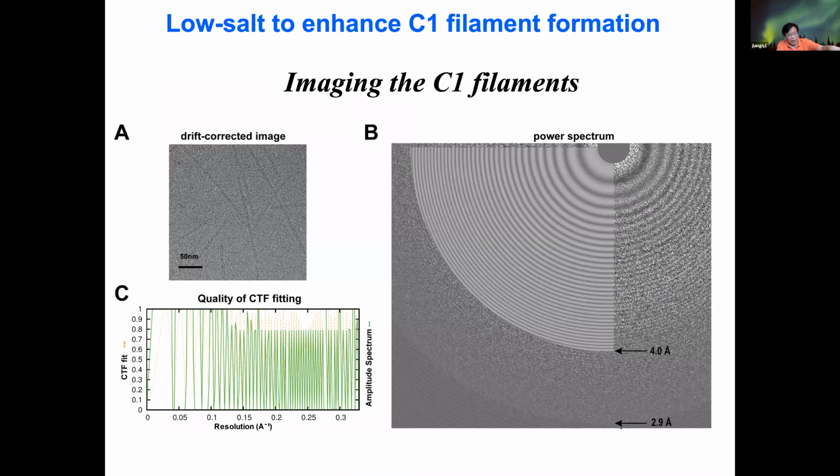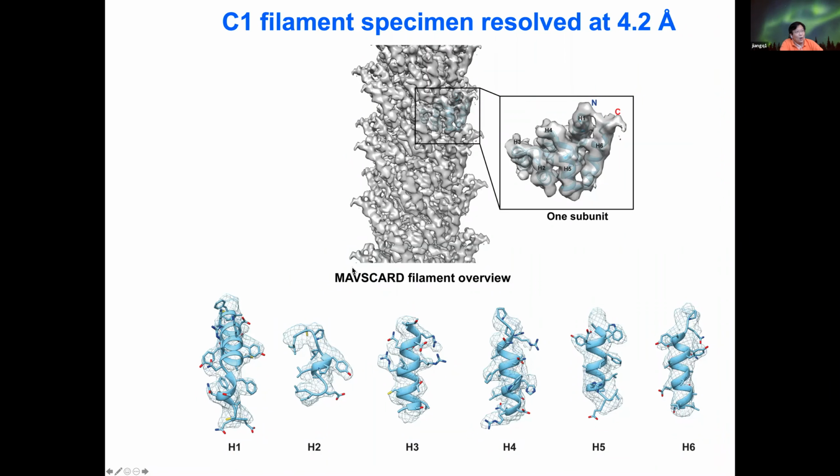For the C1 symmetry, we were able to use the Titan Krios at a facility and obtain high resolution data. The data quality is probably as good as 2.9 angstrom. And using the computational algorithms, we were able to resolve the 3D structure at 4.2 angstroms. At this resolution, we are able to see bulky side chains pretty well. And using the X-ray structures of the CARD domain, we were able to build the atomic model.